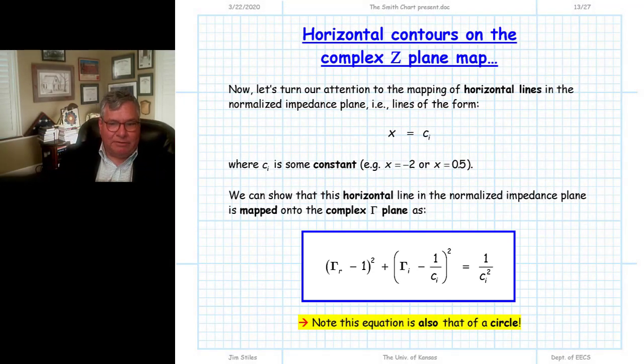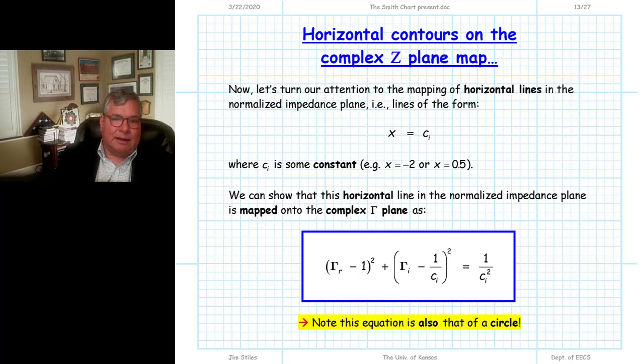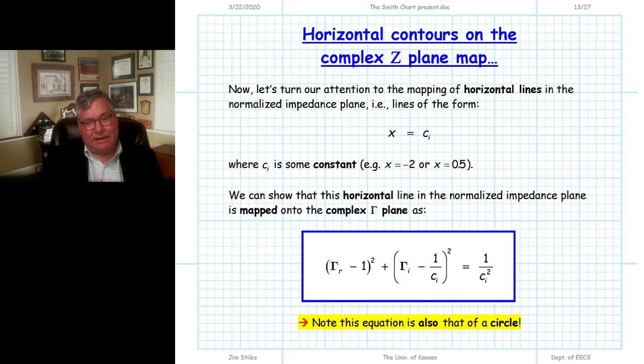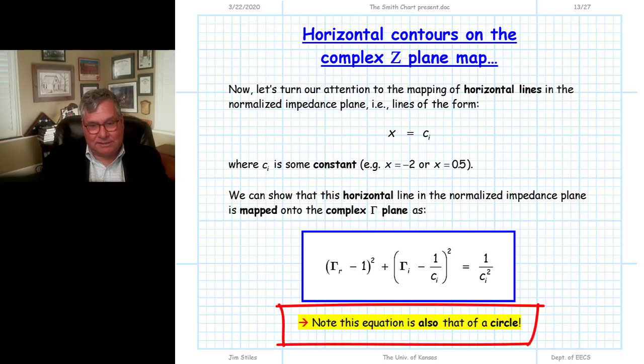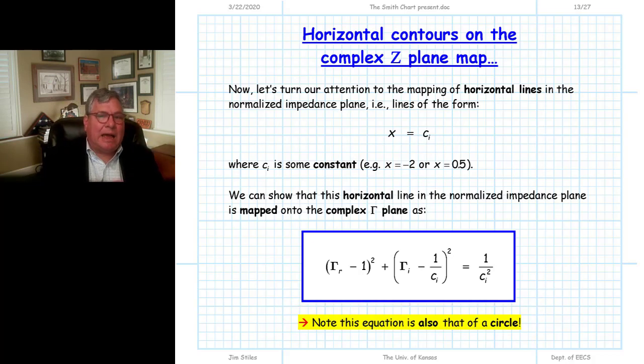So he did the mathematics, and this is the second of the results, the parametric description of the locus of all points that are mapped from a horizontal contour on the normalized impedance plane onto the complex gamma plane. Now, if we look at it, it is also the equation of a circle. It has exactly the same form, but this is a very much different circle than what we had for the vertical contours, where we had impedances for specific values of resistance. So let's look at these circles and what they tell us.